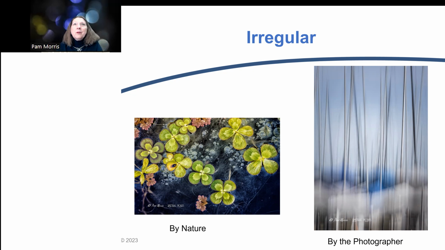We can see irregular patterns. The one on the left there, I took at Alwyn Gardens last week. It was just one of their ponds that had pondweed in it. And I just thought it was beautiful. It looks like something that someone's painted.